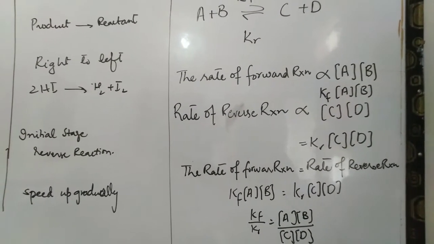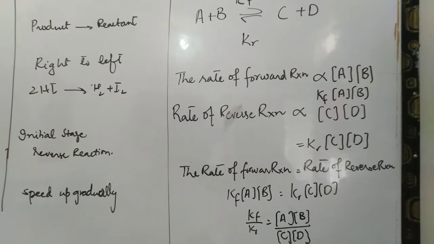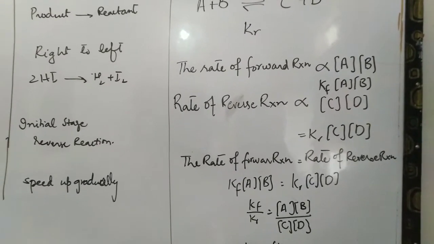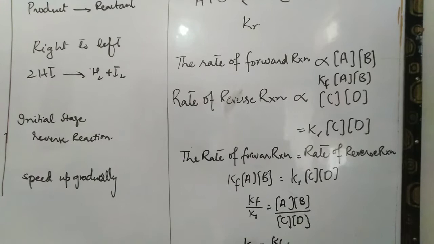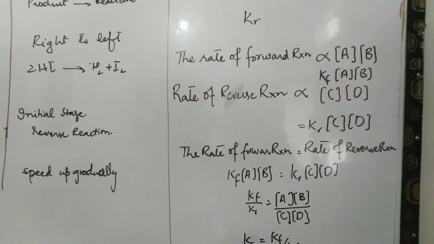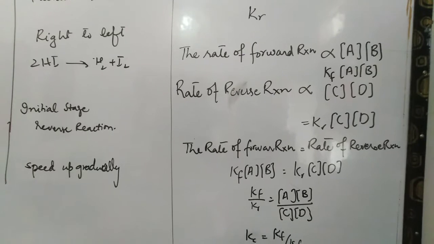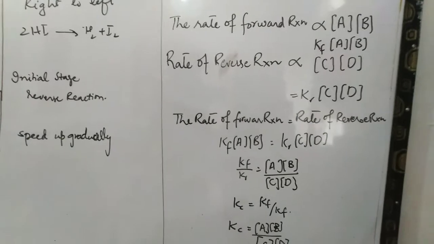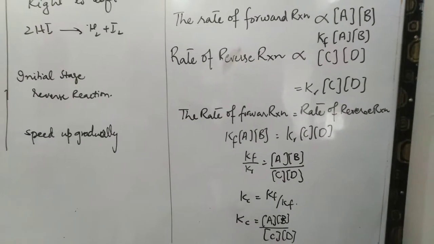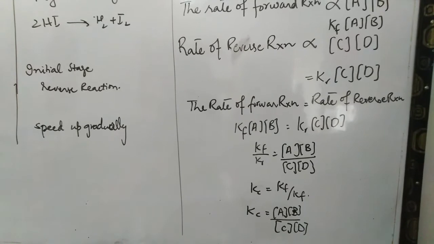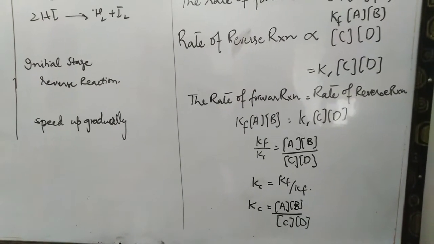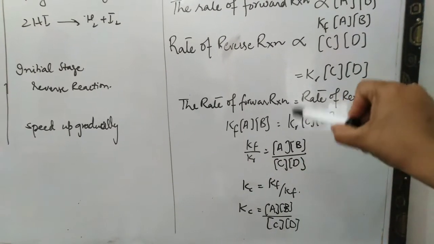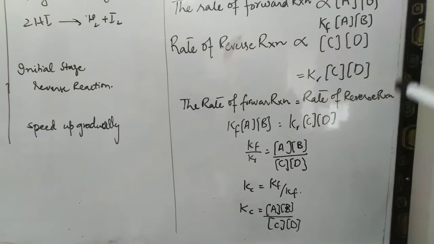Similarly, the rate of the reverse reaction is directly proportional to the amount of the product, that is active mass C and active mass D. The proportionality sign can be converted into Kr, so it is equal to Kr times [C] and [D]. When dynamic equilibrium is established, the rate of the forward reaction will be equal to the rate of the reverse reaction. So in place of the rates, you can write Kf [A][B] equals Kr [C][D].